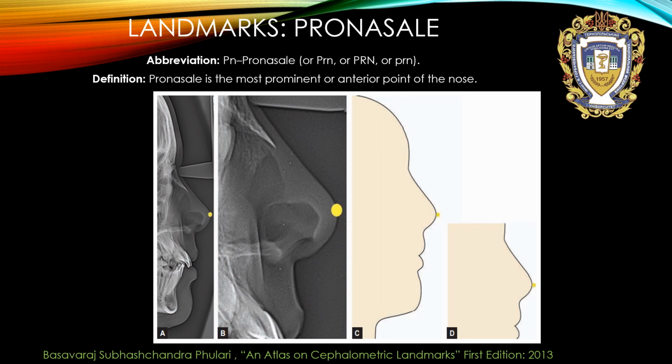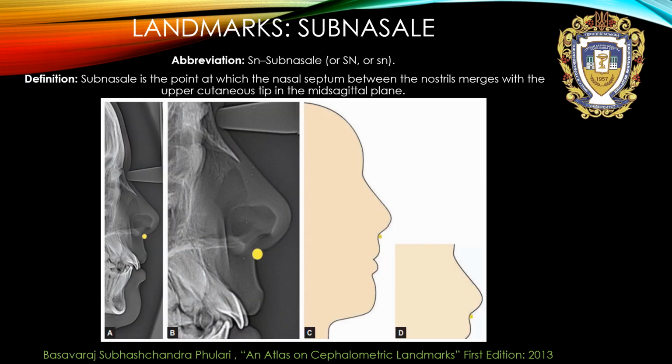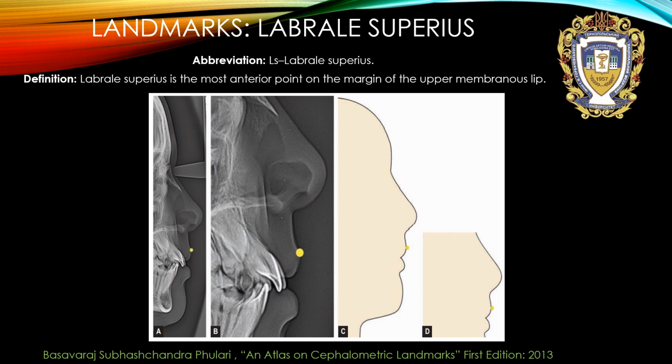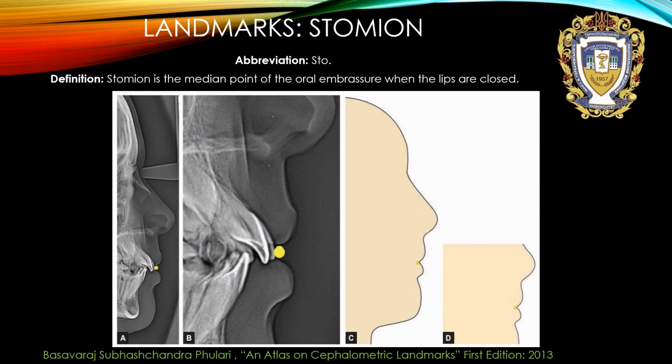Pronasale point is the most prominent or anterior point of the nose. Subnasale point is the point at which the nasal septum between the nostrils matches with the upper cutaneous tip of the mid-sagittal plane. Labrale superius is the most anterior point of the margin of the upper membranous lip. Stomion point is the median point of the oral embouchure when the lips are closed.